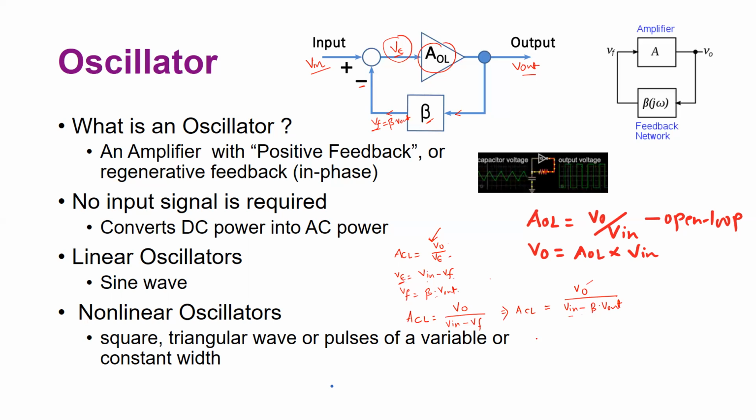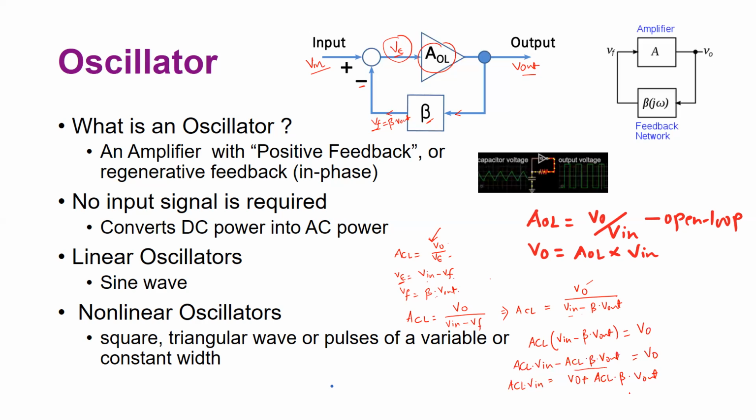So you can just solve it. Here it goes: ACL times V in minus beta times V out is equal to VO. Simplifying it further, ACL times V in minus ACL times beta times V out is equal to VO. Then you have ACL times V in is equal to, taking this to the right hand side, VO plus ACL times beta times V out.